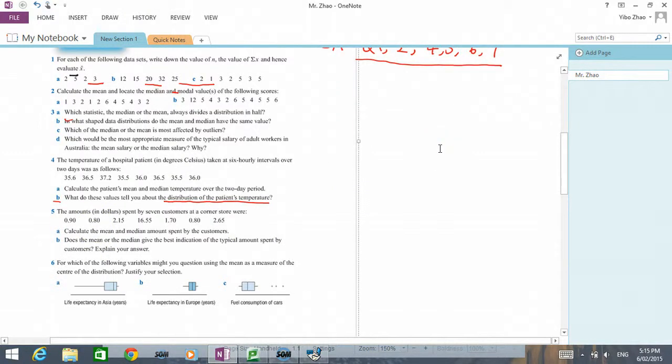Okay, now let's do question 5. Similarly, in question 5, we have a set of data. This time we have 7 data points. Now, question 1, we need to calculate the mean and the median.